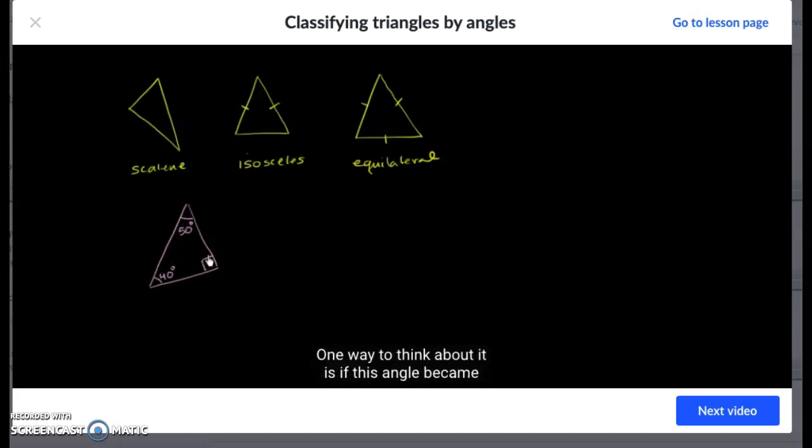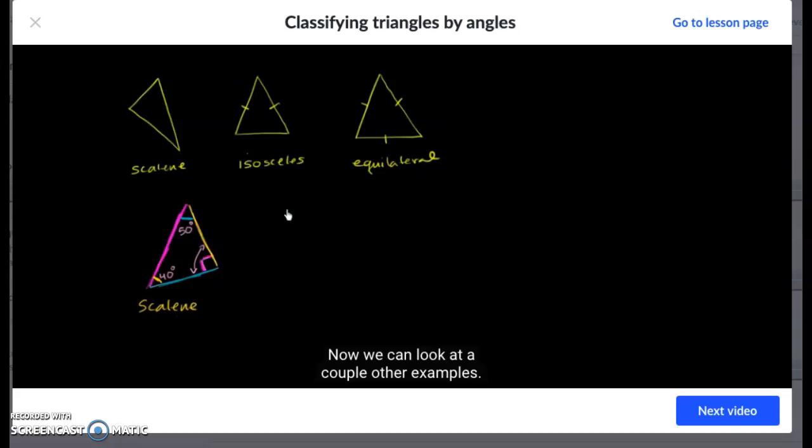And one way to think about it is, if this angle became wider, let me show the corresponding side, then this length would have to become wider. If this angle became larger or smaller, then this side is going to have to become larger or smaller. And if this angle became larger or smaller, then this side is going to become larger or smaller. So hopefully you appreciate that if you have three different angles, you're going to have three different side lengths. So just based on the angles here, we have three different angles, so we can say that this is going to be a scalene triangle.